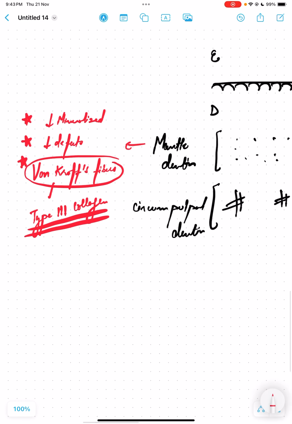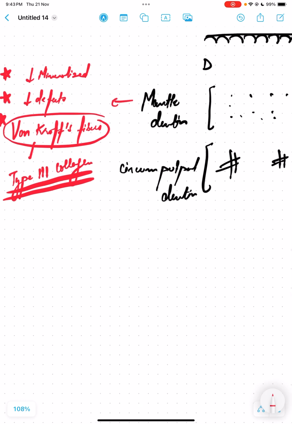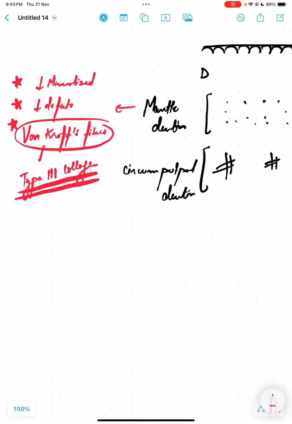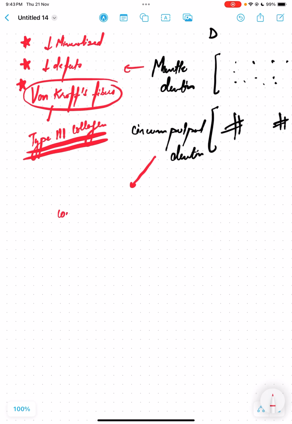Then what are circumpulpal dentines? Most importantly, the circumpulpal dentines contain phosphophoryn, and they are formed prior to root formation.